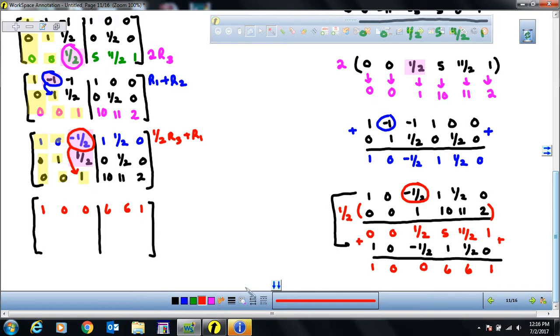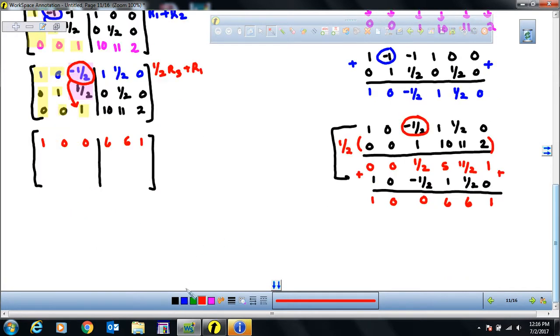Now, let's do the same thing for the middle row. If I want to make that middle row right here into a 0, then I need to also add it to the 1 on the bottom, to equation 3. It's going to be 0, 1, 1 half, 0, 1 half, and 0 is going to get added to 0, 0, 1, 10, 11, and 2.